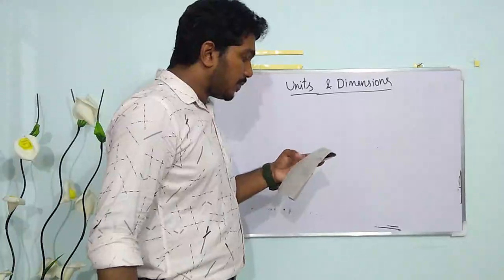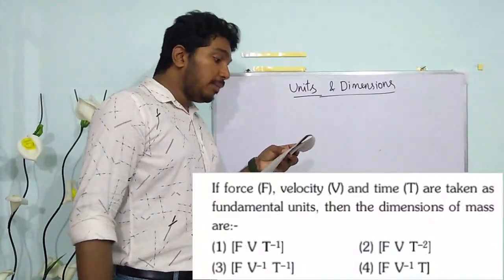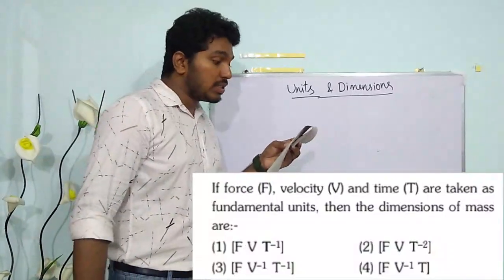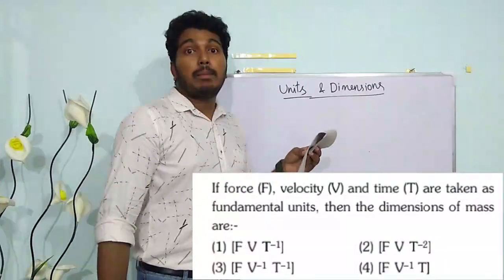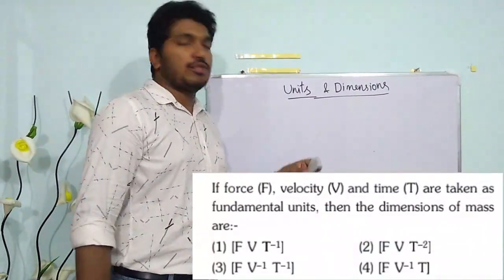And the question is, if force F, velocity V, and time t are taken as fundamental units, then the dimensions of mass are. Dimensions of mass we are supposed to find out.